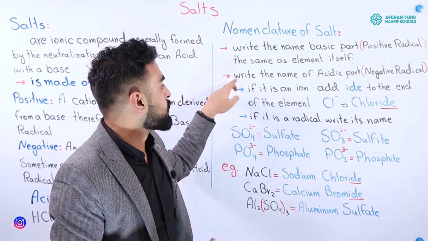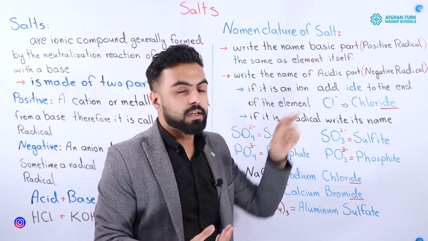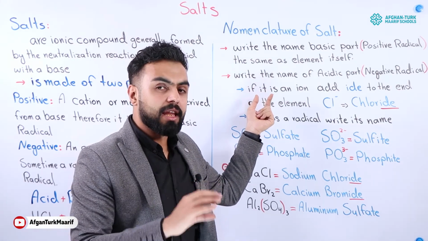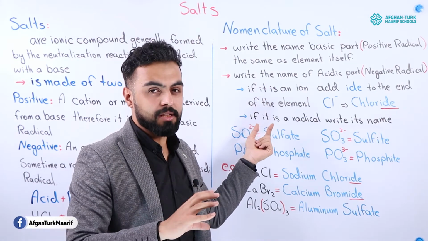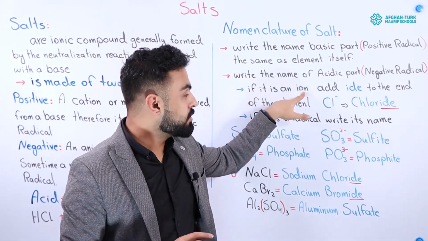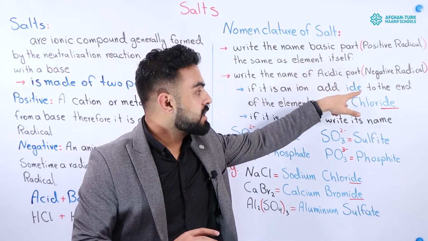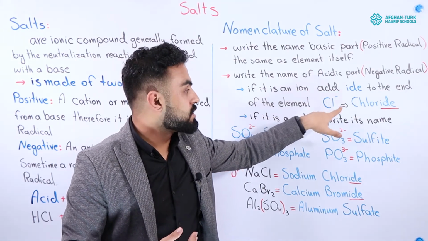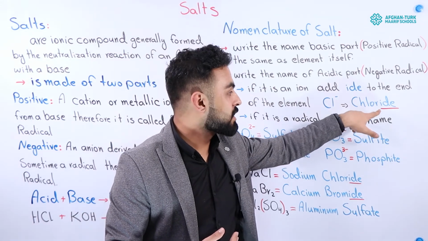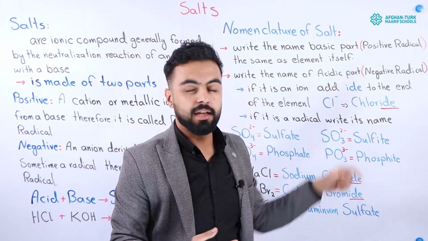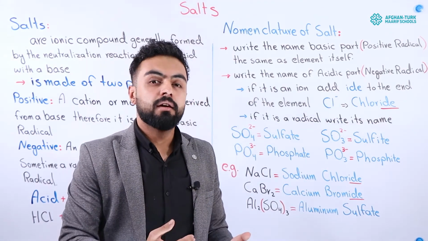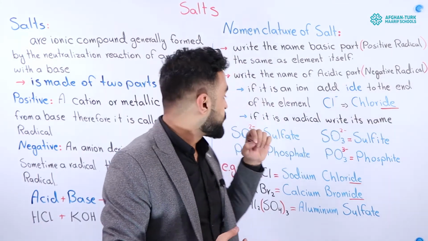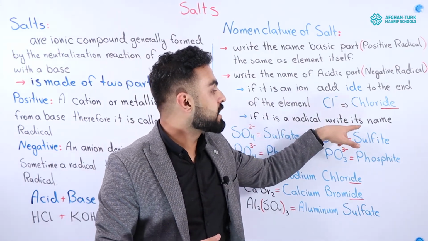And the second part, write the name of the acidic part. Which one? The negative radical. As we talked, it can be an ion or it can be a group of elements or radical. So, if it is an ion, add IDE to the end of the element. For example, if it is chlorine, write not chlorine, but chloride, IDE. If it is bromine, write bromide. If it is fluorine, write fluoride. Add only IDE. But if it is a radical, write its name.